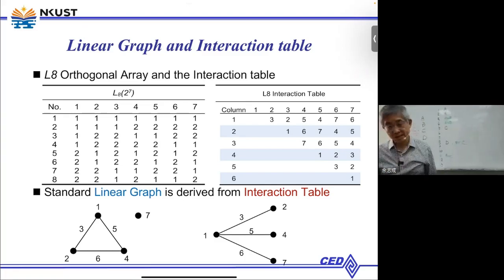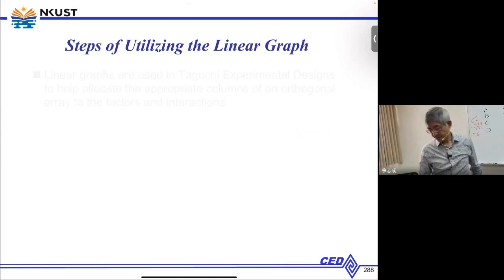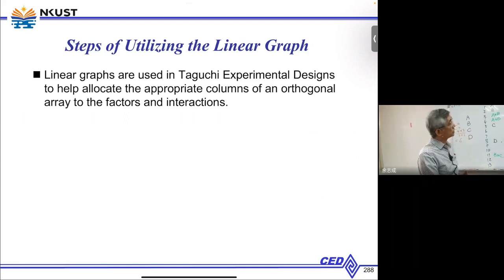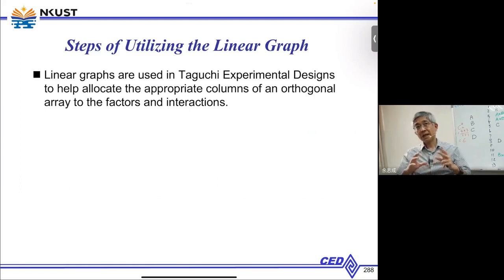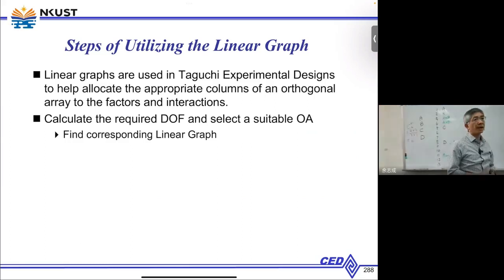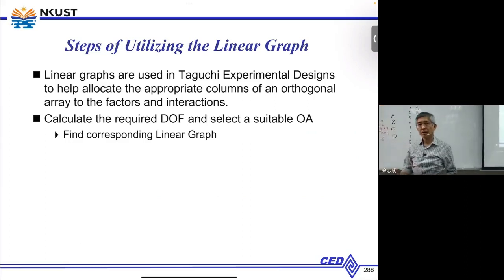Okay, how do we use this linear graph? First, you need to assign your factors, right, to the dots. And make sure the important interaction will happen in the line. This linear graph is going to help you assign your factors and make sure your interaction can be estimated. First, you need to understand how big your design is. Similar to the number of unknowns.